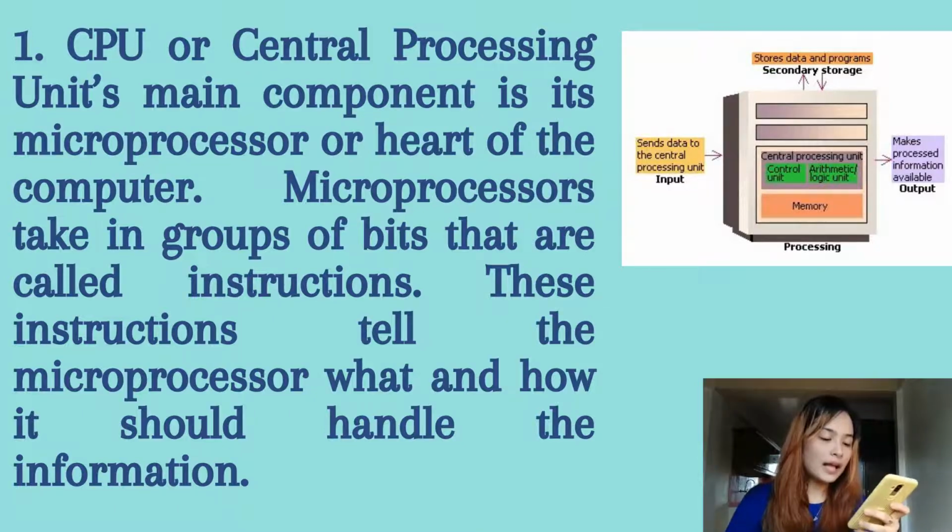So, as you can see in the sample picture, at the top, we have here a secondary storage. So, it stores data and programs. And on the left side is input, which sends data to the central processing unit. And on the right side is output, which makes processed information available. And last is processing. At the center of the CPU, Central Processing Unit, we have here the control unit and arithmetic logic unit.